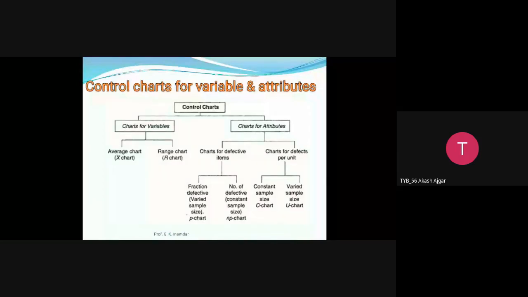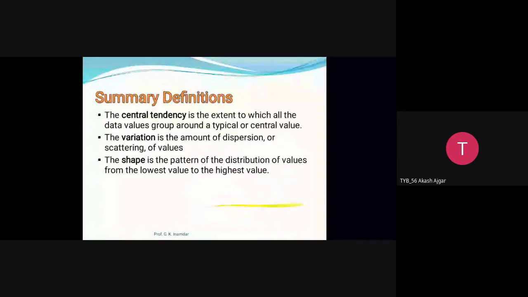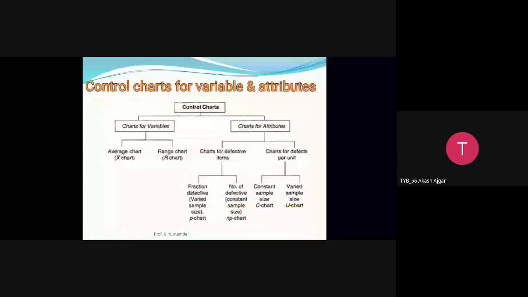So basically variables have two types, X bar and R, and the charts for attributes are the P chart, NP chart, C chart, and U chart. We will see them one by one, but before moving forward, we will see some basic differences between variable charts and attribute charts. In the variable charts, we will see X bar, R, and sigma charts. We can add one more here, sigma charts can also be used in variable charts. And in attribute charts we can use NP chart, P chart, C chart, U chart.